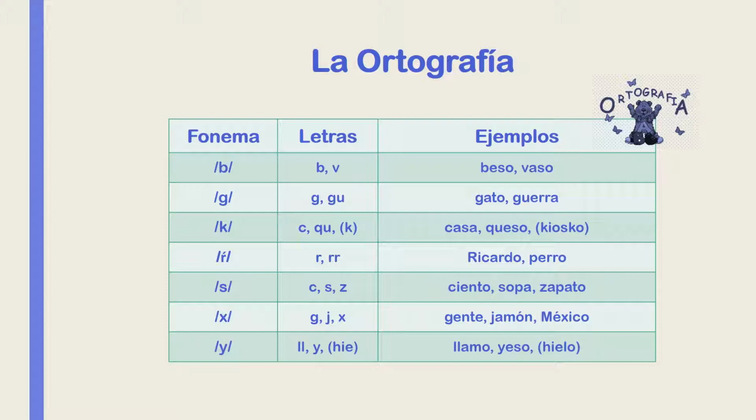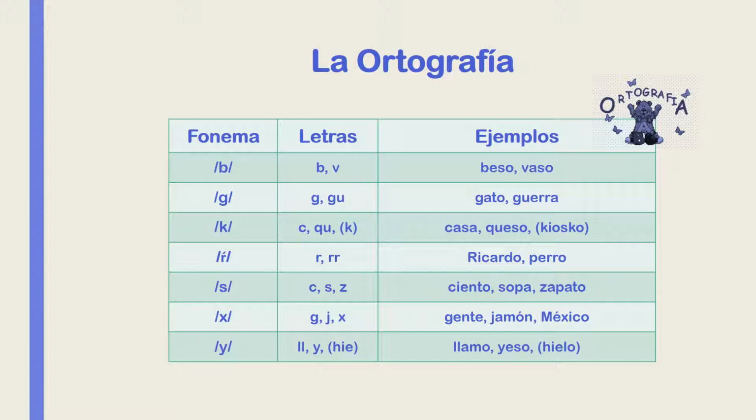So with the phoneme B, you already know you can get this from two letters in Spanish, a B or a V. So beso, vaso. That's what makes these minimal pairs. Beso, vaso. Because that same sound, B, can be produced by a B or a V.